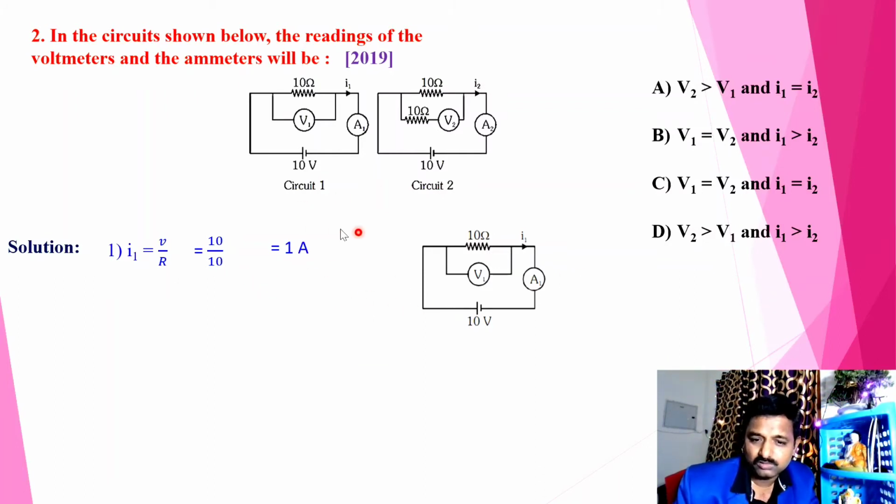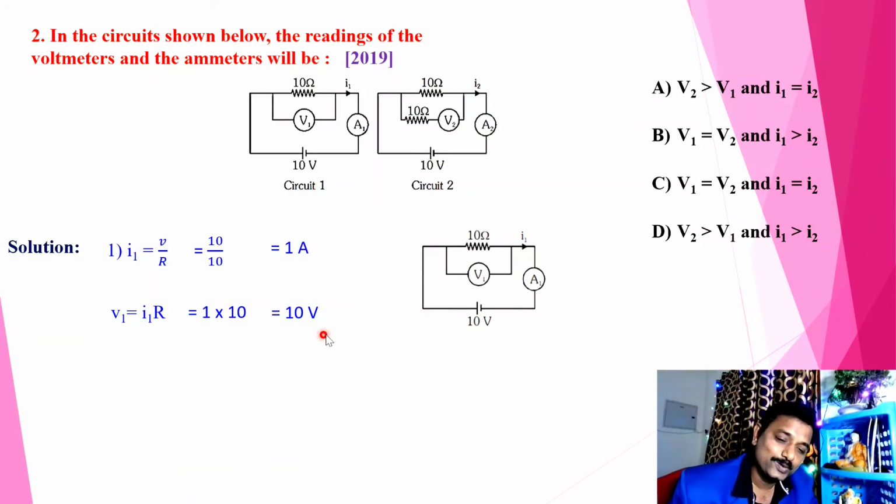Now we have to find the reading of the voltmeter. From Ohm's law, V is equal to I1 R. Here I am calculating V1, so I wrote V1 is equal to I1 R. In the place of I1 I will substitute 1 ampere, and in the place of resistance 10 ohm, so we will get 1 into 10, that is equal to 10 volt. So in the first case we got I1 is equal to 1 ampere, V1 is equal to 10 volt.